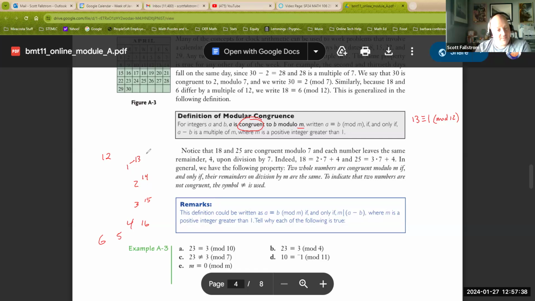Okay, but think about it. We could keep going around then, couldn't we? Because if I go around another 12 times, that would be now 25. So we could say 25 is congruent to 13, which is congruent to 1 mod 12. Absolutely. Okay. And you could go the other direction. So go backwards. This would be the same as negative 11 because I went back 12. So negative 11 is congruent to 1 mod 12.